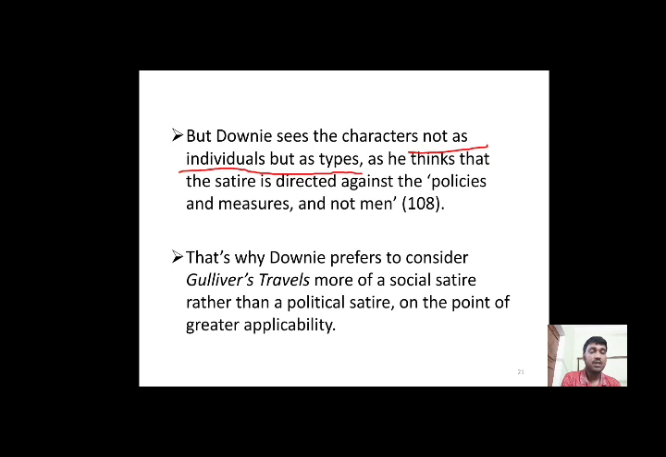As Downey argues, it is a social satire, because if you consider the novel Gulliver's Travels as only a political satire, it tends to limit its applicability. That means if you consider Gulliver's Travels as only a political satire, then it loses its grip, it loses its overall reference. But if you consider Gulliver's Travels as a social satire, it can be of interest to any age. It can have greater applicability. This is what Downey argues.